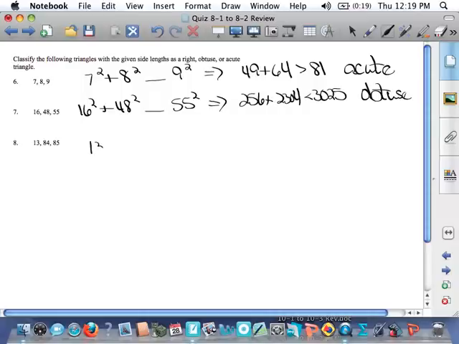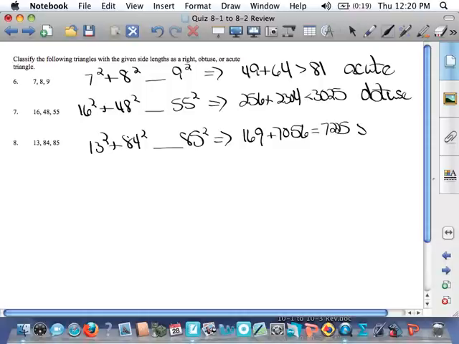Number 8, 13 squared plus 84 squared, and how does that relate to 85 squared? 13 squared is 169. 84 squared is 7,056. And 85 squared is 7,225. They are equal. That makes this triangle a right triangle.